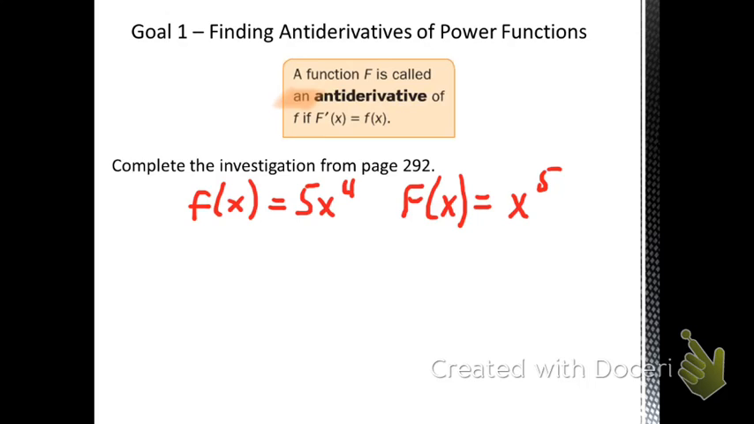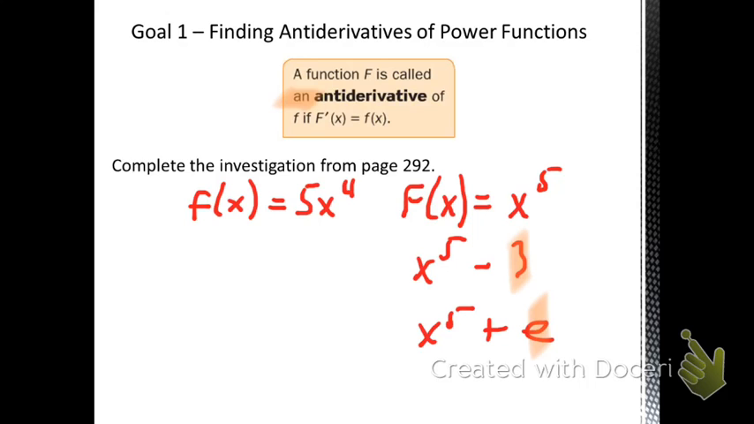Now, I wrote down one example. Certainly the derivative of x to the fifth is 5x to the fourth, but so too is the derivative of x to the fifth minus 3, or x to the fifth plus e. Because remember that the derivative of a constant is always equal to 0. So it's impossible to say exactly what the antiderivative of a function is, but you can figure out that it's something plus or minus a constant value. Hopefully that makes a little bit of sense.